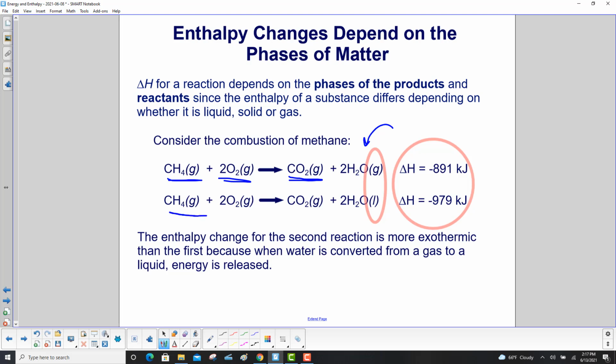But what if the combustion results in, once again, gaseous carbon dioxide, but this time liquid water? Then the change in enthalpy is negative 979 kilojoules. The enthalpy change for the second reaction is more exothermic. The magnitude is greater than the first because when water is converted from a gas to a liquid, energy is released.